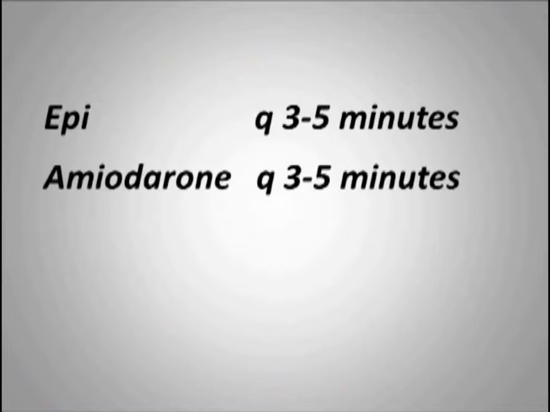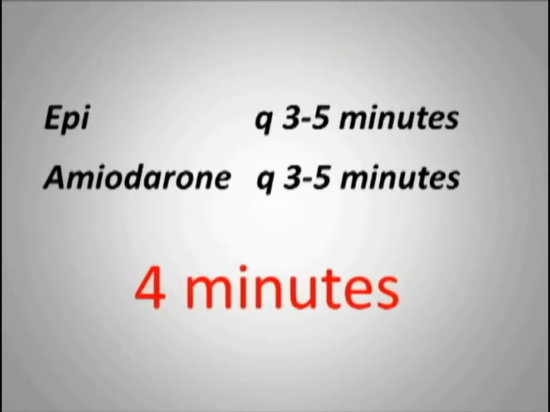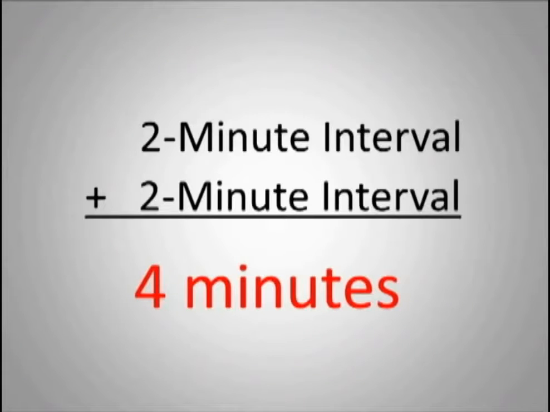Looking at the epinephrine and amiodarone dosing schedules. Every 3 to 5 minutes. Let's pick 4 minutes. 2 2-minute intervals adds up to 4 minutes. And this is one way that the 2-minute interval helps us organize our thinking, making it easy to keep track of the vasopressor and antiarrhythmic drug dosing schedules.